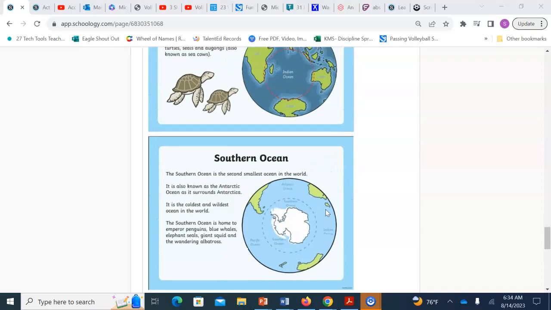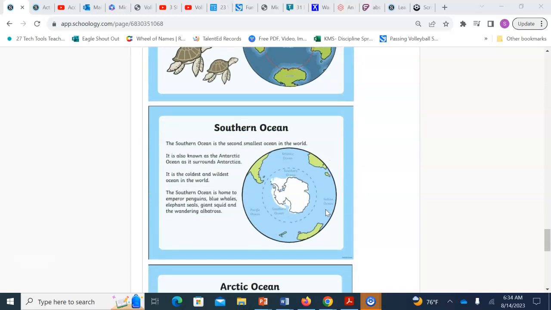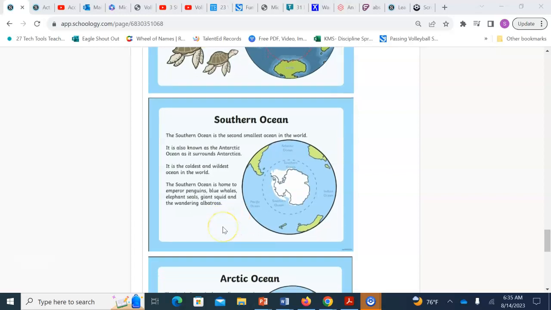And lastly, the next one, the 4th largest or 2nd smallest, is the Southern Ocean. This is probably the one you haven't heard of. But in the 70s, scientists said we need to go ahead and name this because it's not the same type of waters that the Atlantic or the Indian Ocean are. And so we need to give it its own special name. So this surrounds Antarctica, and sometimes people call it the Antarctic Ocean. It's the coldest and wildest ocean. It has a lot of strange currents that cross here. It's home to the emperor penguins, blue whales, elephant seals, and the albatross.